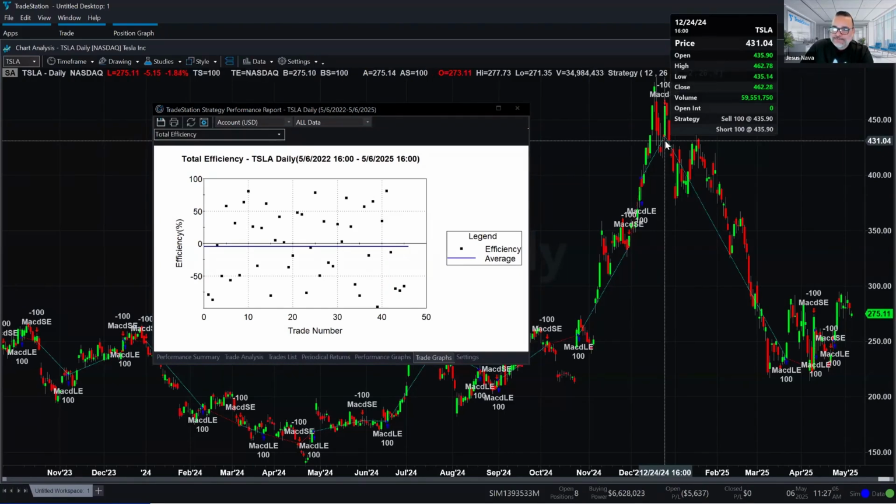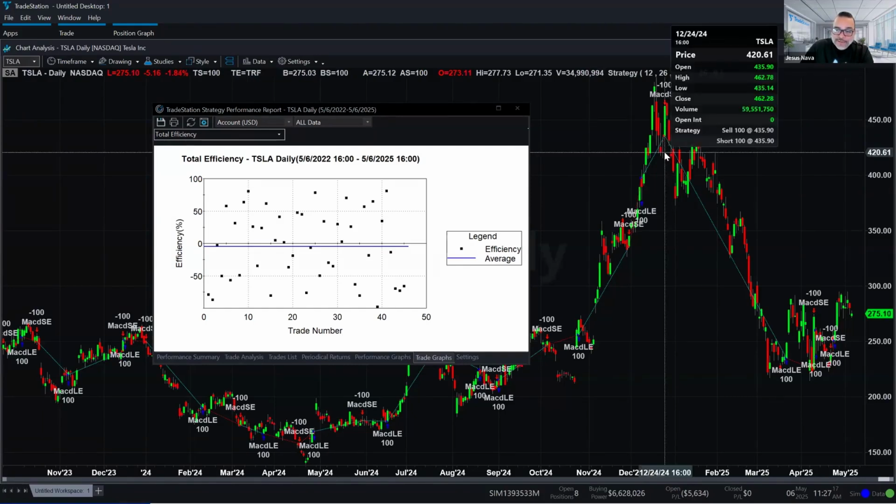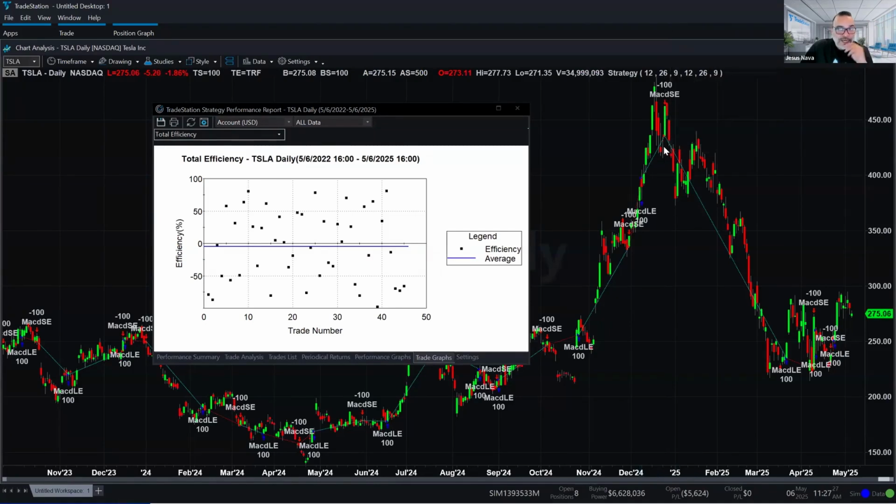The strategy entered at 435, and 435, if you can tell, is the very low of that candle. On this particular entry bar, the high was 462, which was close to 30 points higher. So what the strategy says is, if you had entered at the very top of that bar, you would have been more efficient. So that value, of course, takes into account those prices. If I had entered at the very top of that bar, I would have generated more profits.